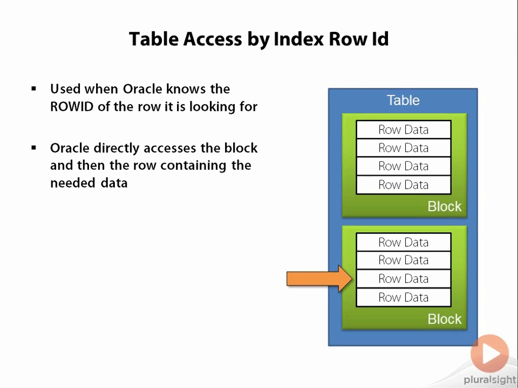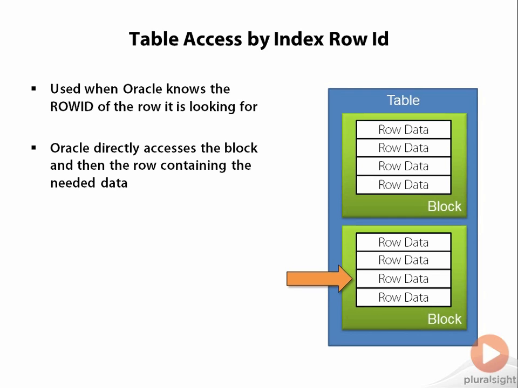Oracle can do this because an Oracle row ID contains information both about the block where the data is stored, as well as the exact location of the row inside of the block of data. So you can see this is going to be very efficient because Oracle is able to directly go to the row that contains the data that it's looking for.